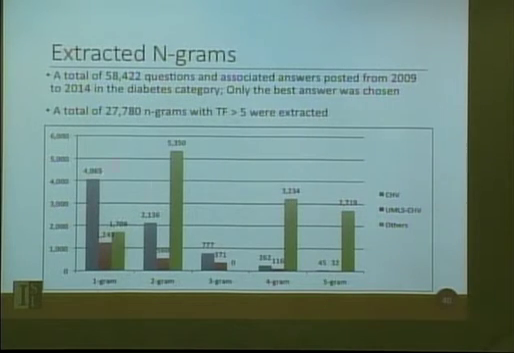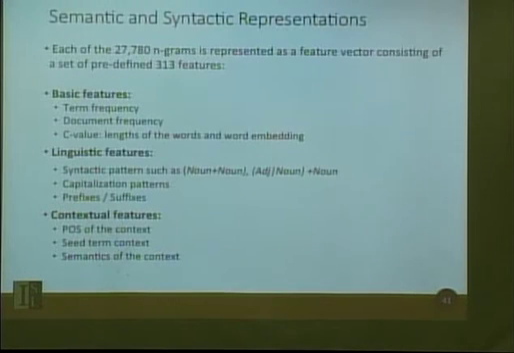We found that for bigrams and trigrams, 2-grams and 3-grams, CHV actually covers a pretty good amount of n-grams. But for 4-grams and 5-grams, a lot of n-grams are covered by neither CHV nor UMLS. So it showed the potential of identifying some meaningful and useful n-grams that are longer than 3 words.